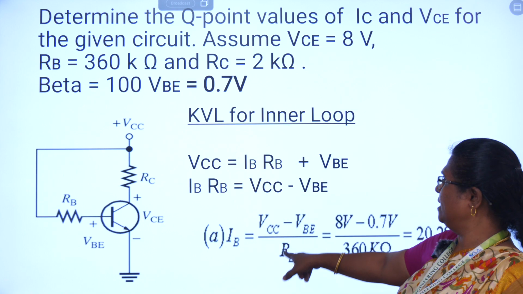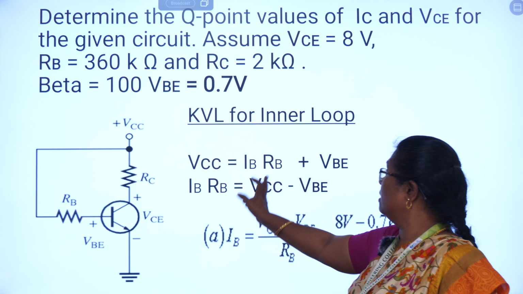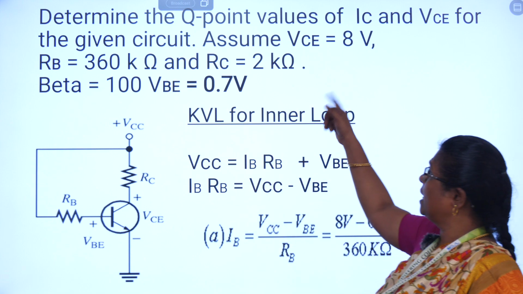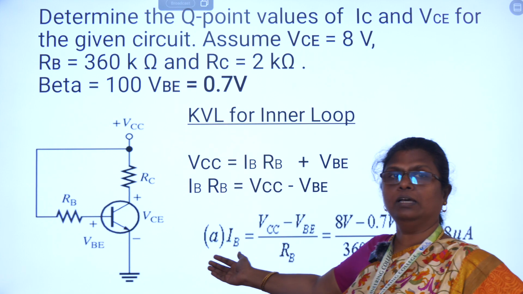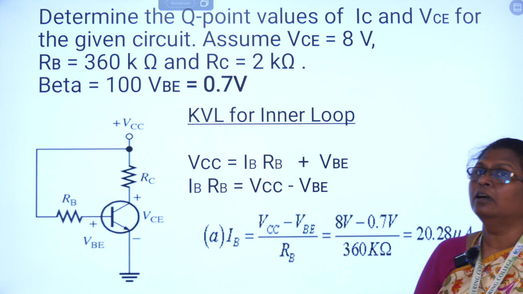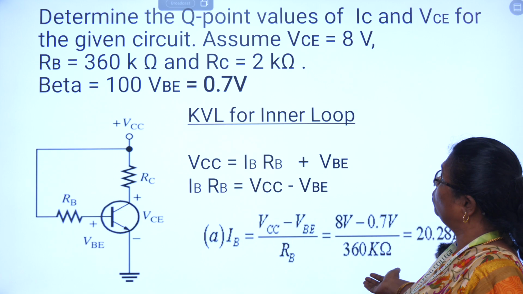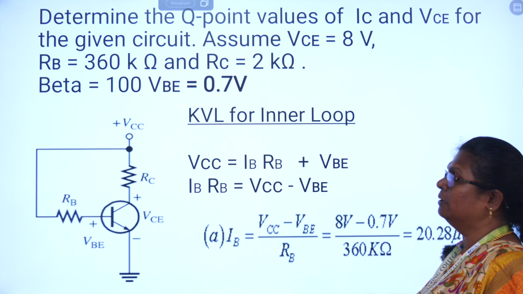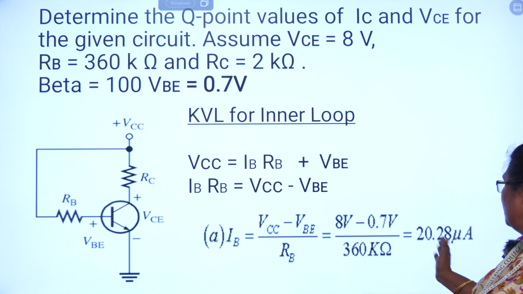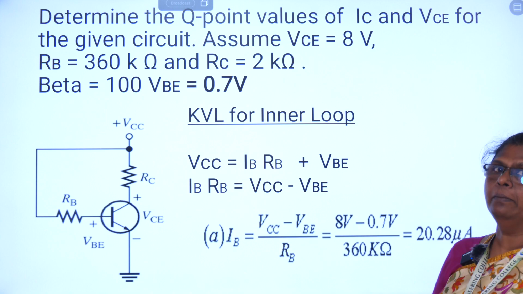Let us rearrange the equation. We are trying to find IB, since IB is not available. So IB is equal to VCC minus VBE divided by RB. Let us substitute the values, which are known. VCC is 8 minus 0.7 volts, divided by 360 kilo ohms, and we will get the value as 20.28 microamps.